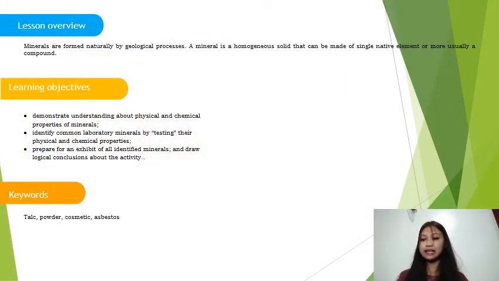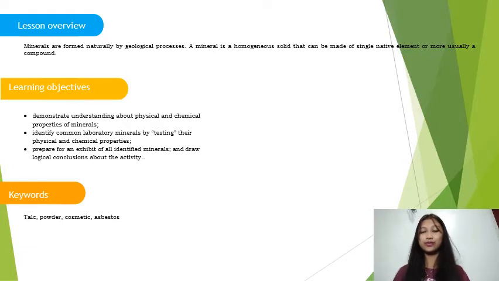This is the lesson overview. Minerals are formed naturally by geological processes. A mineral is a homogeneous solid that can be made of single native elements or, more usually, a compound. Minerals make up earth's rocks and sand and are an important component of a solid.